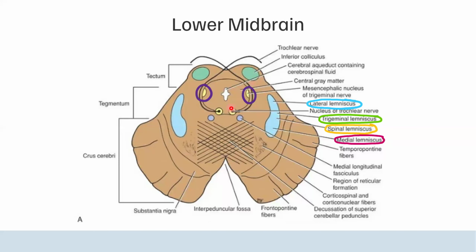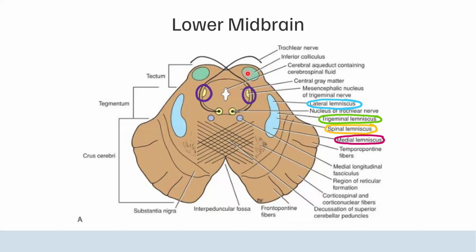It's going to arise, and then it is going to loop and exit from the back of the brainstem. This is the only cranial nerve that exits from the back rather than from the front of the brainstem. And this is also the only nerve that loops over, okay, as an upper motor neuron immediately as it exits.